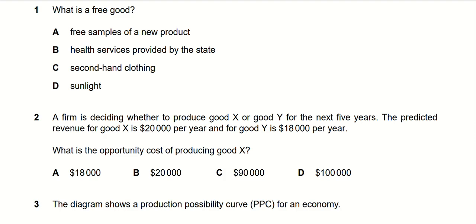Okay, question number 1. What is a free good? Free samples of a new product, health services provided by the state, second-hand clothing, or D, sunlight? The answer is D, sunlight.